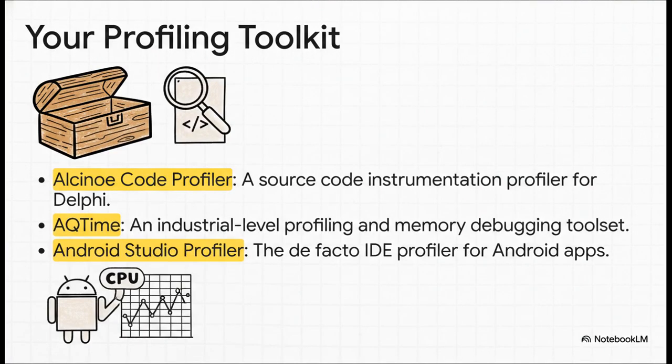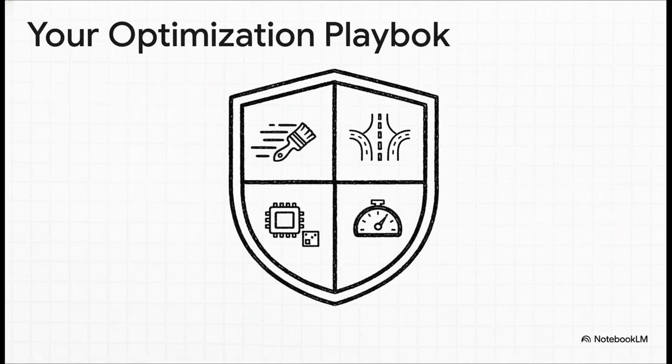And the great news is we have powerful tools to do this. For your Delphi code, you've got things like the AsmProfiler Code Profiler. For really deep industrial-level analysis, there's AQtime. And don't ever forget the free Android Studio Profiler. It's the gold standard for seeing exactly what your app is doing on a device, from CPU cycles down to every memory allocation. So let's recap the playbook.